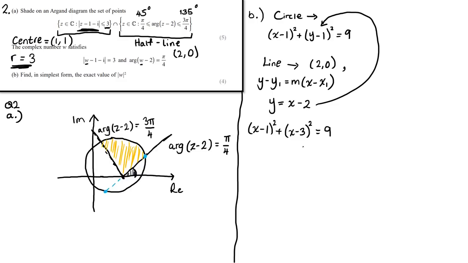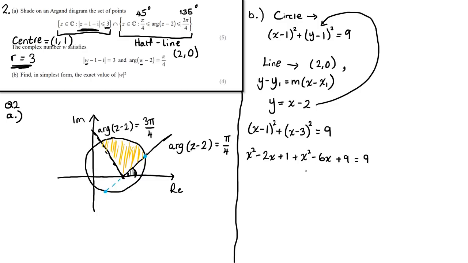So I just need to solve here for x. Expanding these double brackets, x - 1 squared gives me x squared, minus x and another minus x gives minus 2x, and finally minus 1 times minus 1 gives plus 1. This double bracket, again, I get plus x squared, minus 3x and another minus 3x gives minus 6x, and finally minus 3 times minus 3 gives plus 9. And that's all equal to 9.